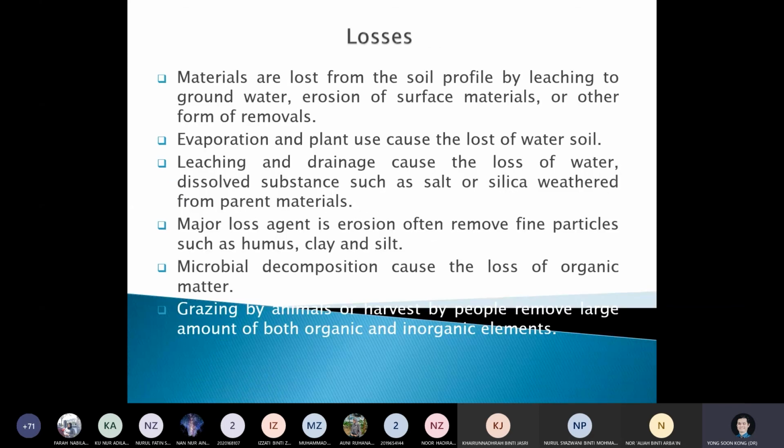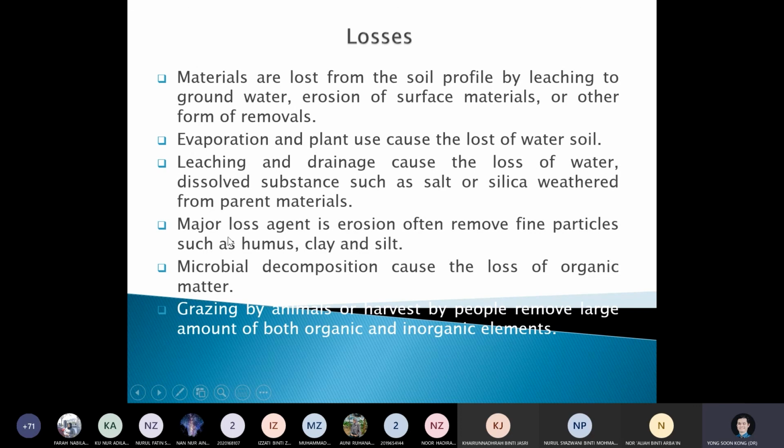Losses. So these losses are due to some movement away from the soil profile. These losses can be caused by maybe evaporation from the plants due to loss of soil moisture, because moisture can be considered as part of the soil, or maybe due to leaching and drainage. Now, some of the substances in the soil may dissolve due to rainwater and go deep, or go away horizontally along the layers of the soil. So these are the examples, leaching or drainage.